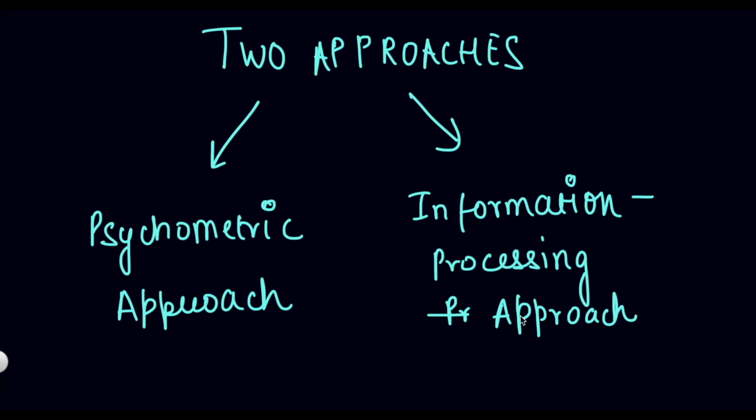This will help you all to build a strong foundation towards understanding these two approaches under which all the possible theories of intelligence actually fall today. All the possible, or let's say mostly, let's play it safe, mostly all the theories of intelligence would fall under these two broad approaches, right?